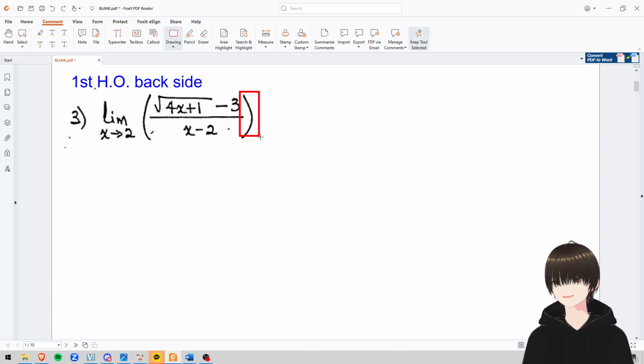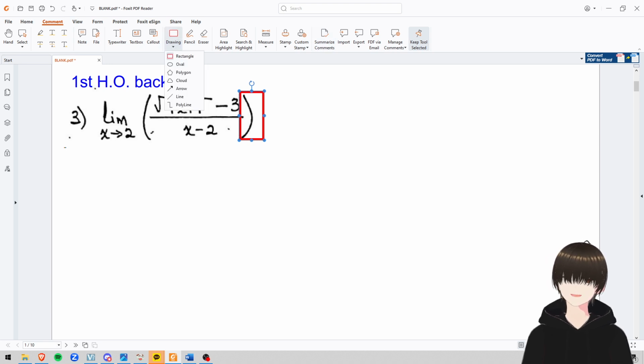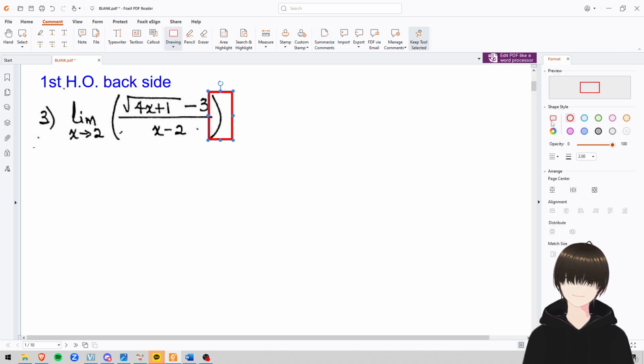Am I able to cover this and sort of erase it? Let's see. I want to fill with white. And my outline, I want it to be shape style. Okay, well, this is not the time to be looking at that.